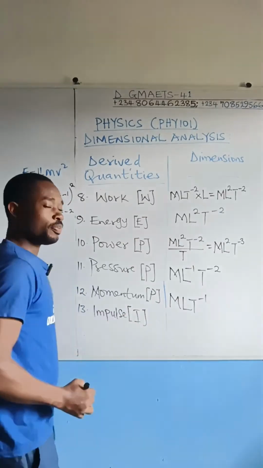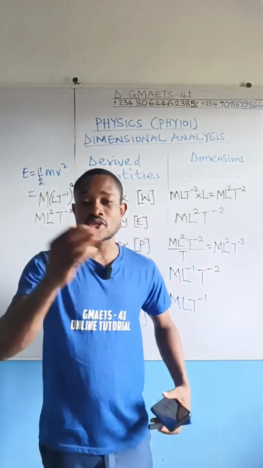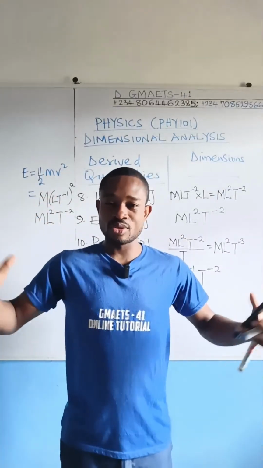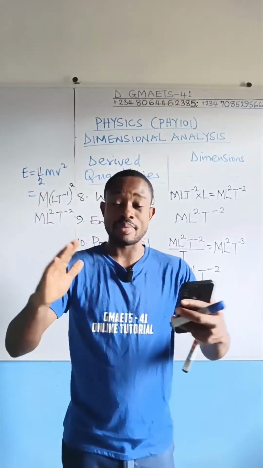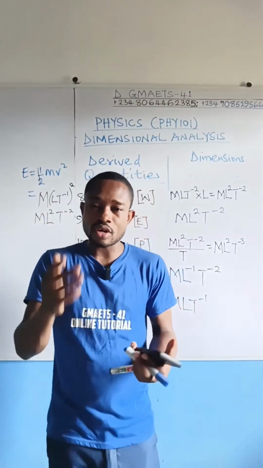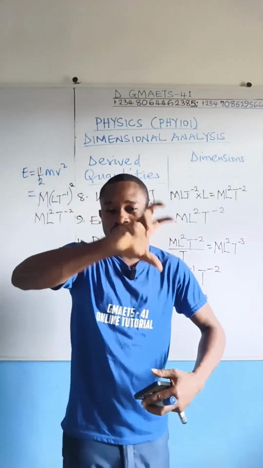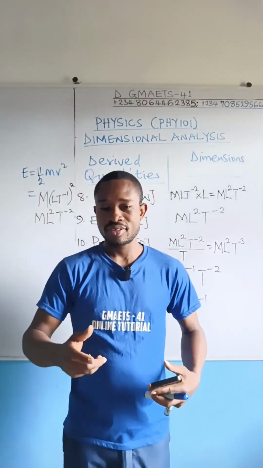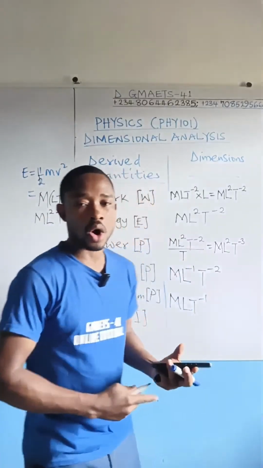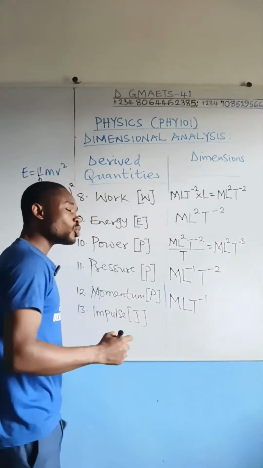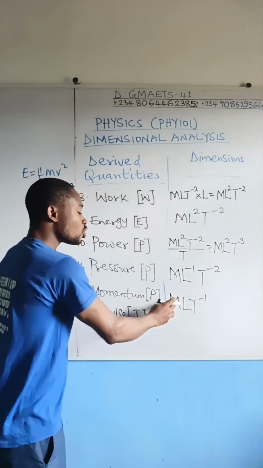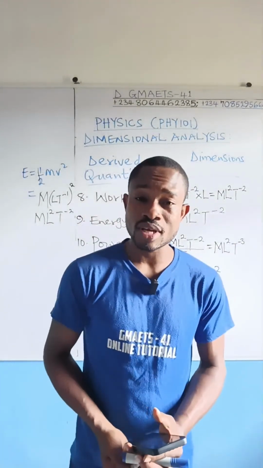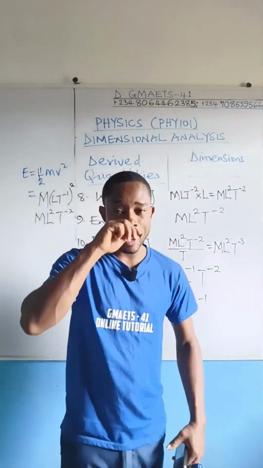Impulse is defined as the product of force and time. When two things impact, when they collide, you talk about impulse there. So the product of force and the time during which the collision occurred gives you what we call impulse. Impulse will be force times time. So the dimension of impulse will be obtained from the dimension of force and the dimension of what? Time. Multiply both of them.